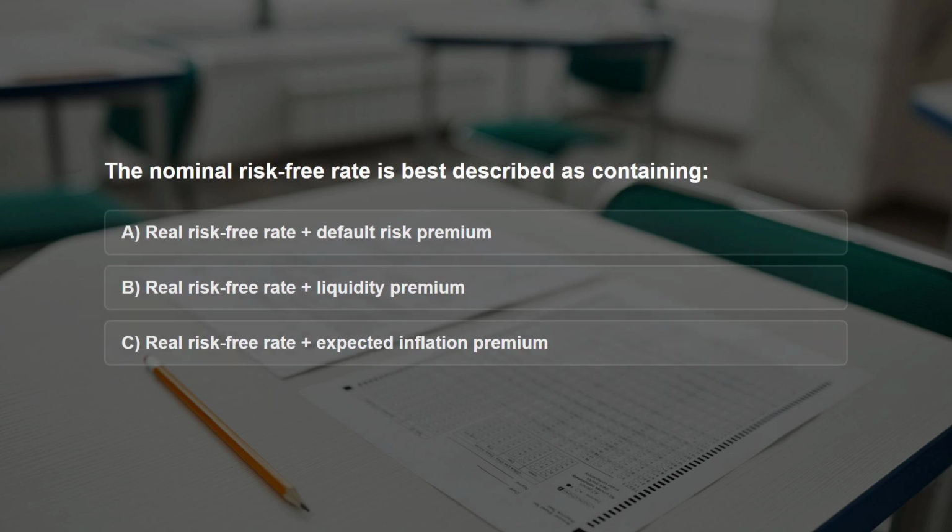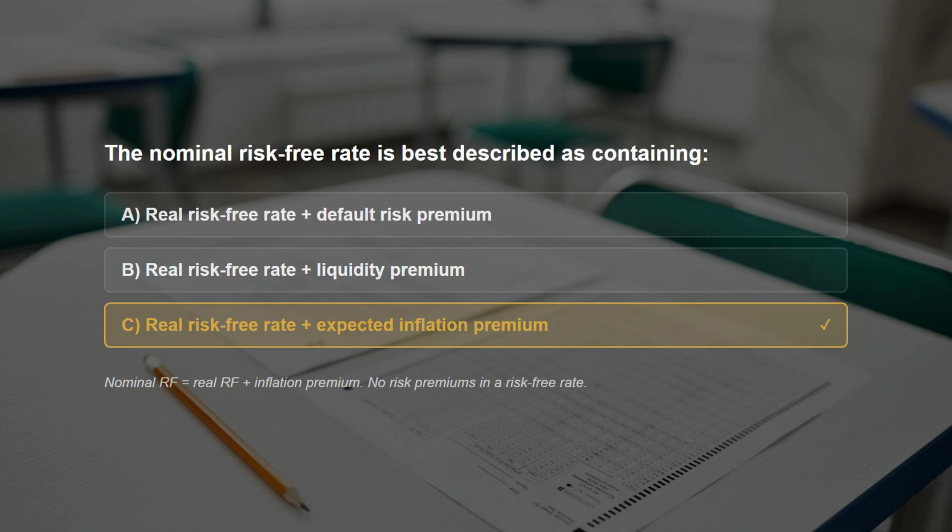Question 2. The nominal risk-free rate is best described as containing which of the following? A. The real risk-free rate and a default risk premium. B. The real risk-free rate and a liquidity premium. C. The real risk-free rate and an expected inflation premium.